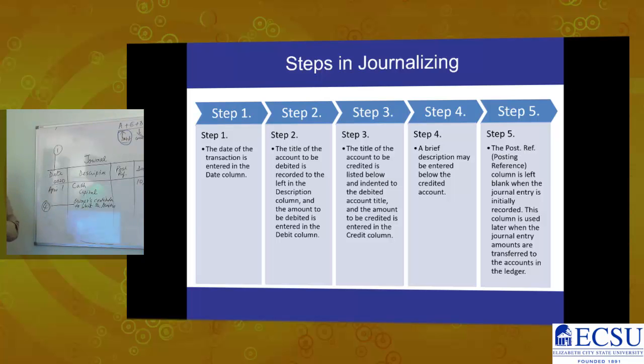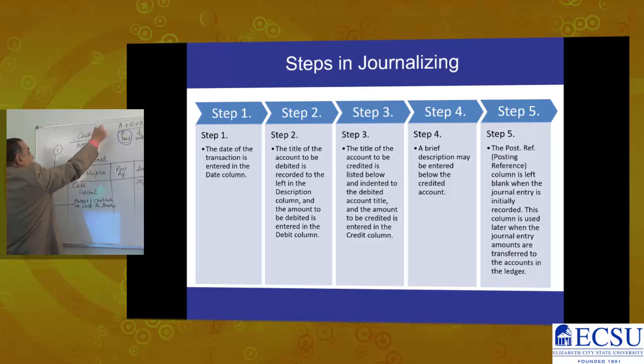Then step number 5: the posting reference column is left blank for now, because I don't know where I'm going to take this cash account. Remember, we talked about the chart of accounts. That is where it comes into play. Cash is an asset, so I might open a cash account somewhere and transfer that 10,000.